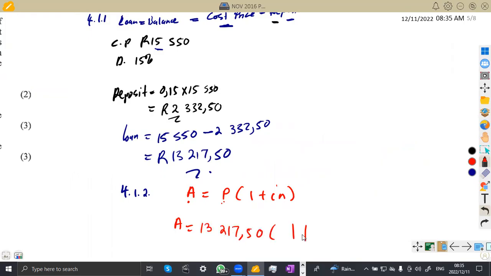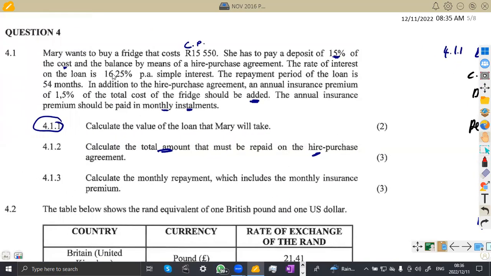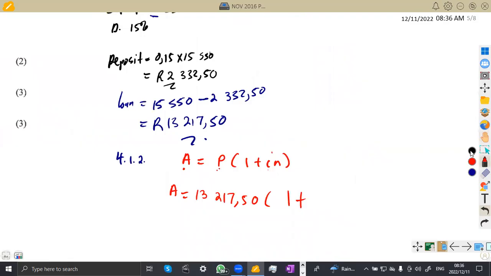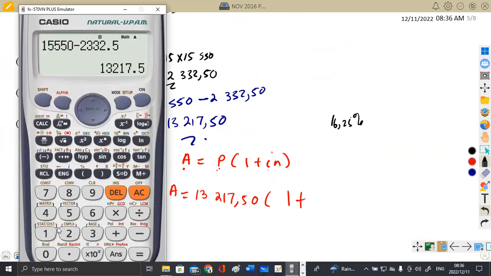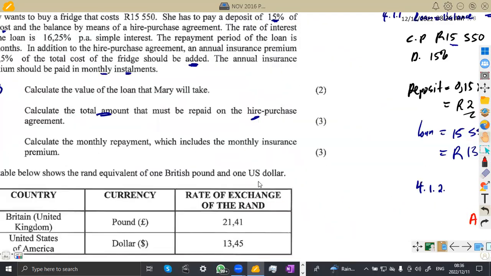So P is the balance, which is the loan amount of 13,217.50 into 1 plus the interest rate. So let's check the interest rate, at which interest rate is it increasing. That's at 16.25% per annum simple interest. So 16.25%, if we divide this by 100, that's 16.25 divided by 100, which is 0.1625. All right, then we move on to the number of years, which is N.